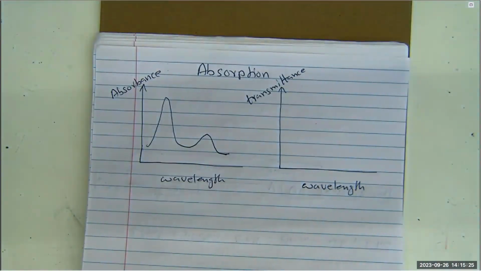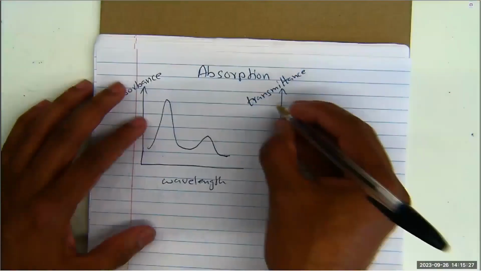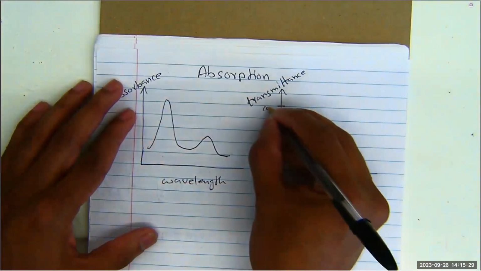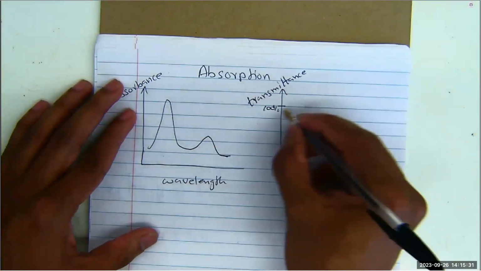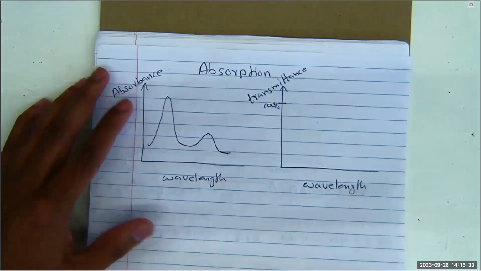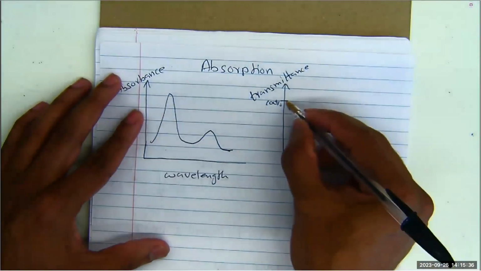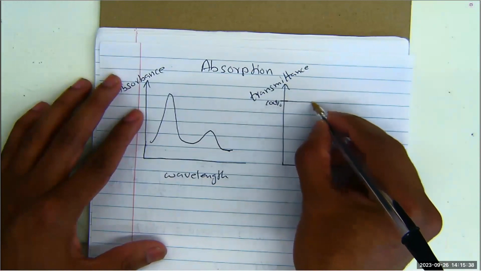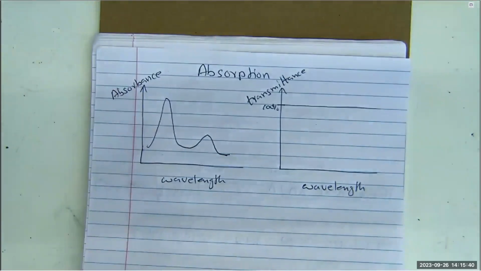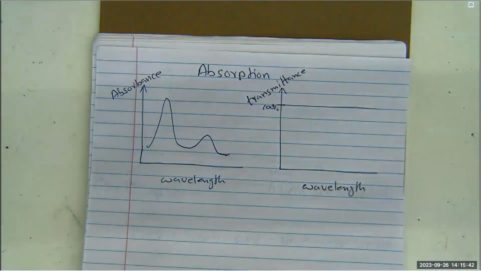Okay, the idea is this: if your sample does not absorb any light, you won't see any change in transmittance. You will see 100% of light transmitted through your sample. All the light you shine at it will be transmitted through your sample. That's called 100% transmittance. But if your sample absorbs light, what is going to happen is your transmittance is going to dip.